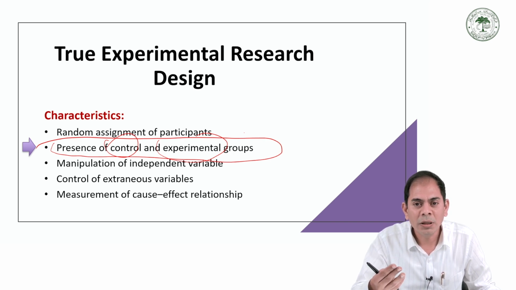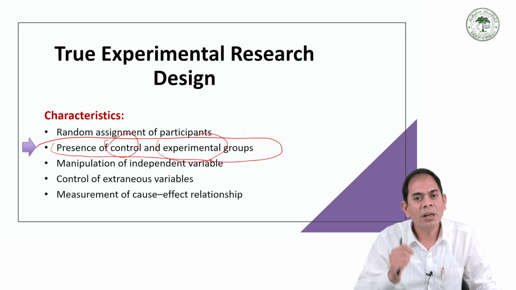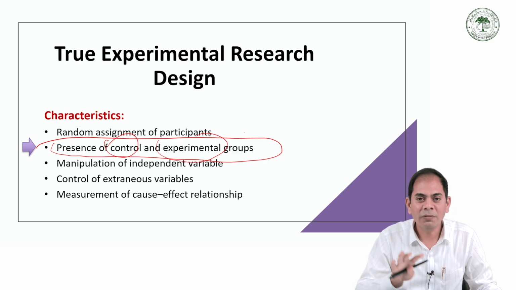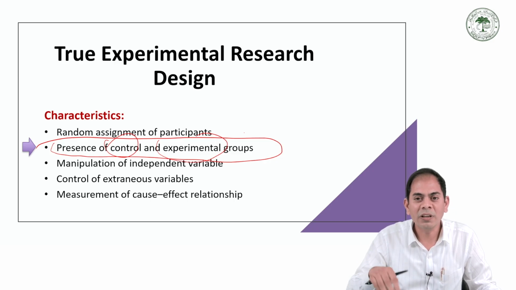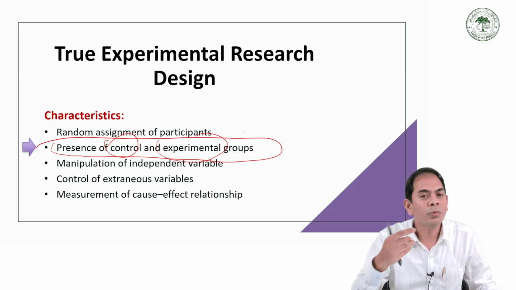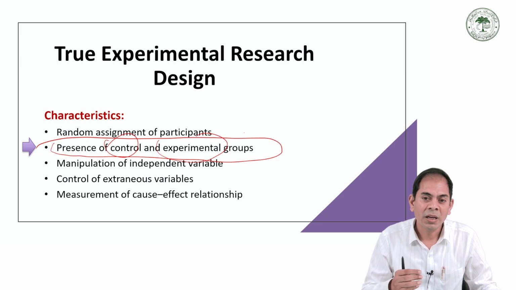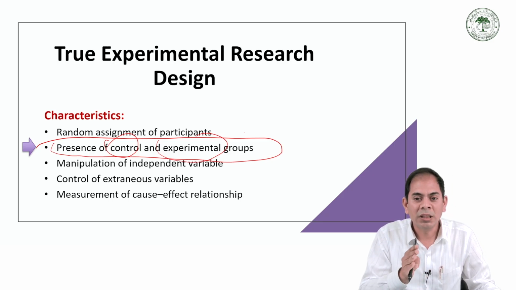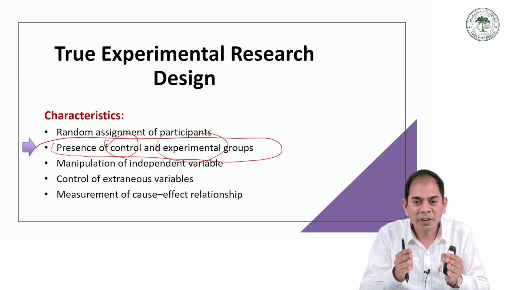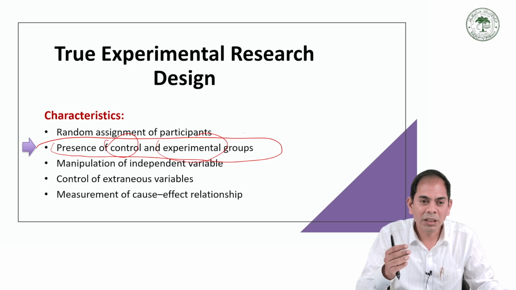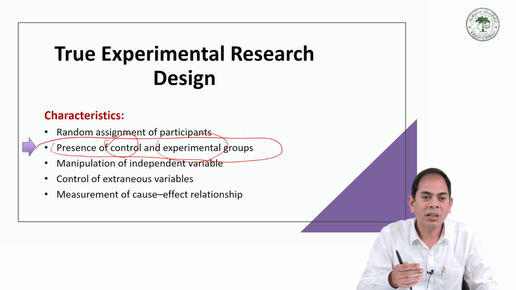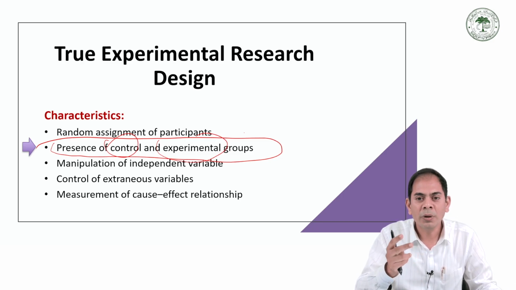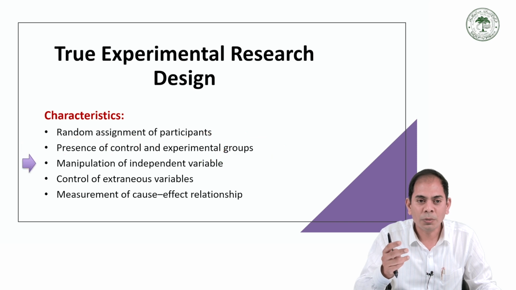Experimental group, number one: this group receives the treatment. We plan and prepare our treatment and we give the treatment to this group, which is called the experimental group. The second group is the control group. This group does not receive the treatment. The researcher compares both groups to study the effect of the treatment. So true experimental research has two types of groups, the experimental group and the control group.